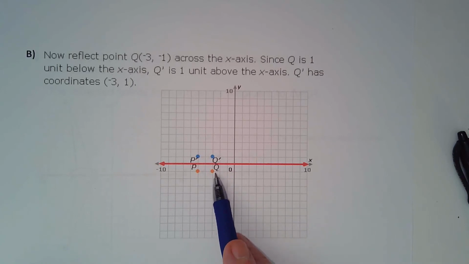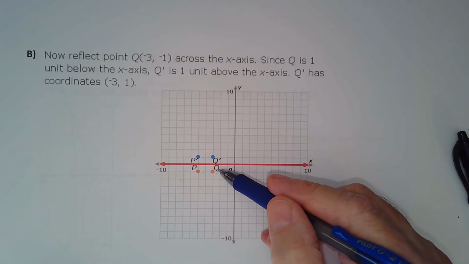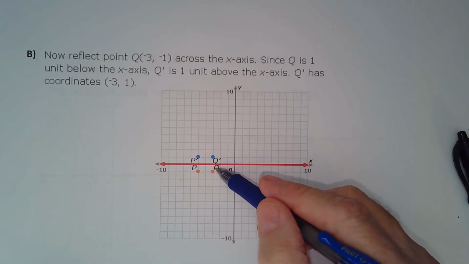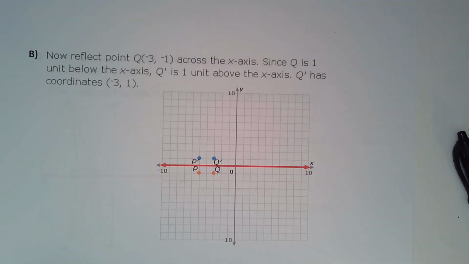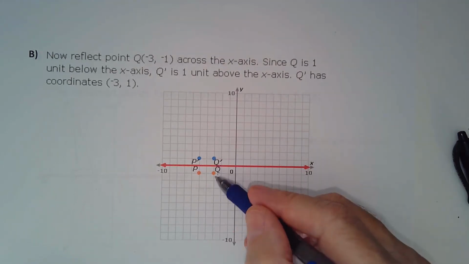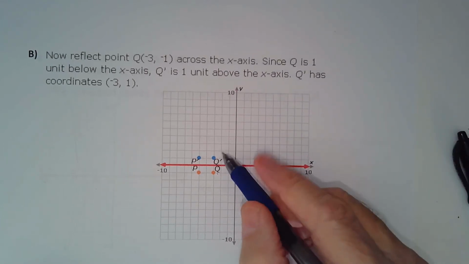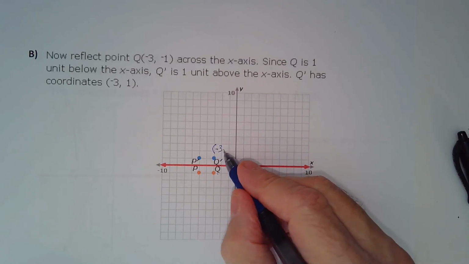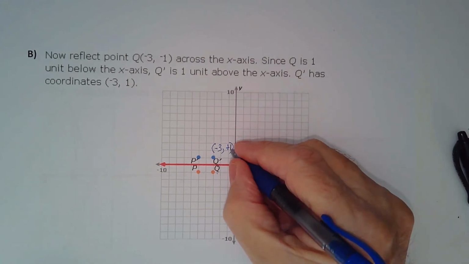And again, when you reflect across, you're going the same distance from the x-axis that Q was. So Q is 1 unit from the x-axis. Q prime is 1 unit from the x-axis. So it's a reflection. It's symmetrical. And of course, again, when you look at this, x is still going to be -3, but y is now +1. Okay. All right.